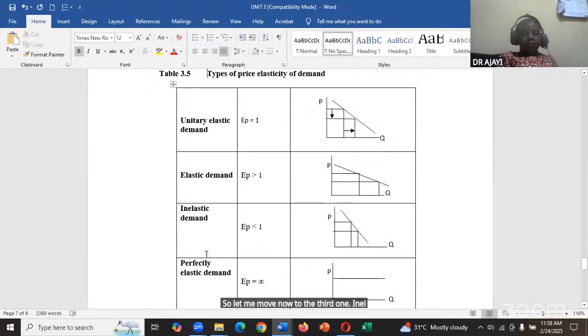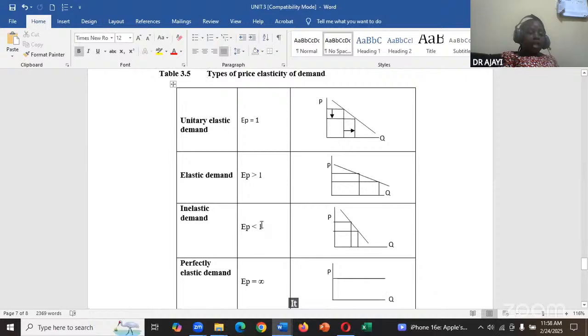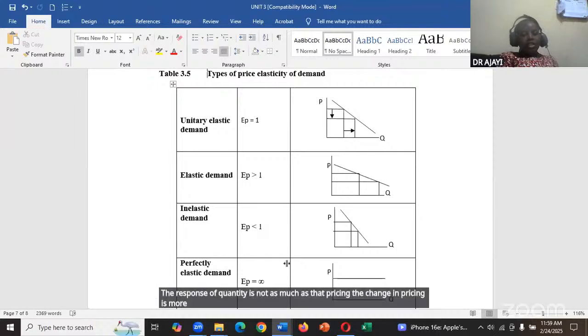So let me move now to the third one, inelastic. If you look at this now, we have the coefficient lesser than 1. What this simply means is that whatever figure you arrive at, it will be lesser than 1. Any number that is lesser than 1 will be 0 point something, maybe 0.9, 0.99. And once you have a coefficient that is lesser than 1, it tells you that once price changes, the response of quantity is not as much as that price change. The change in price is more than the change in quantity.